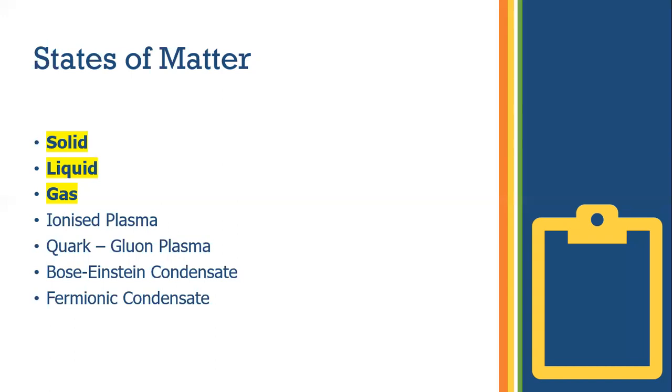So I've placed 4 more here for you to follow. So we have ionized plasma, we have plasma, which is quark-gluon plasma, Bose-Einstein condensate, and we also have fermionic condensate. So these are the other states of matter, but we're only focusing on solids, liquids, and gases. That's why I've highlighted those.